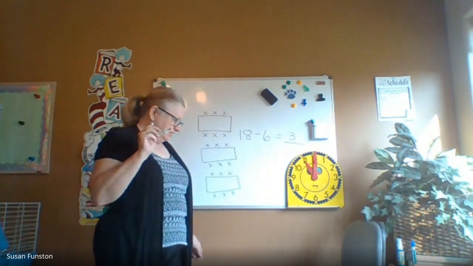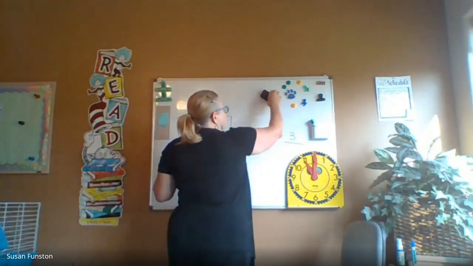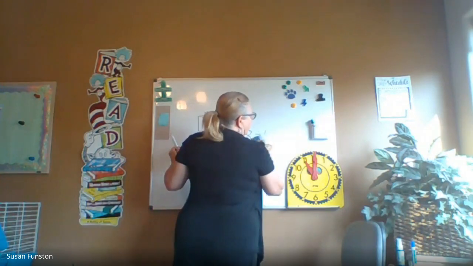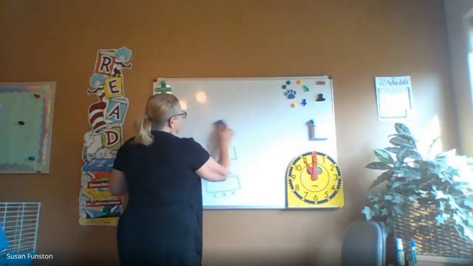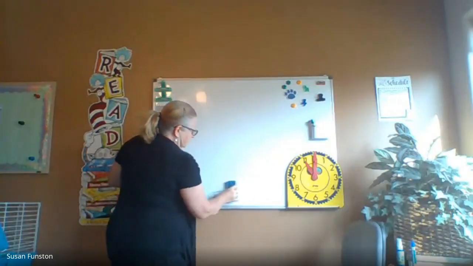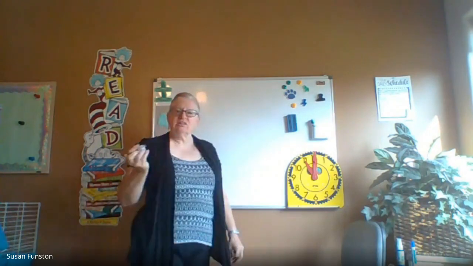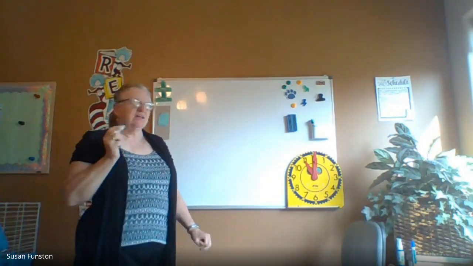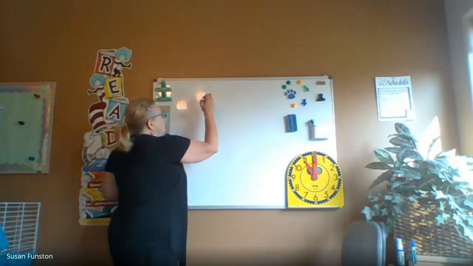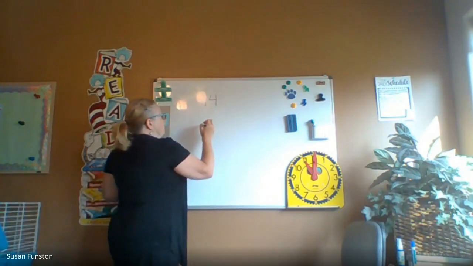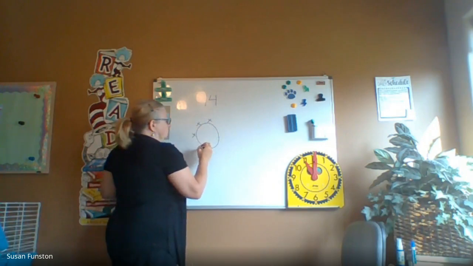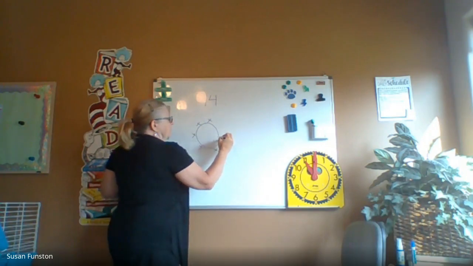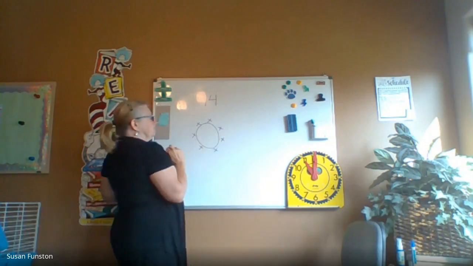Okay, what if I had 14 people coming to my party, and my tables can each seat 7 people? Let's use some round tables for this one. So I have 14 people. I have a round table. I can put 1, 2, 3, 4, 5, 6, 7 people at this table.